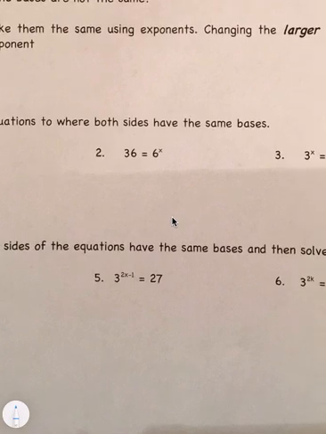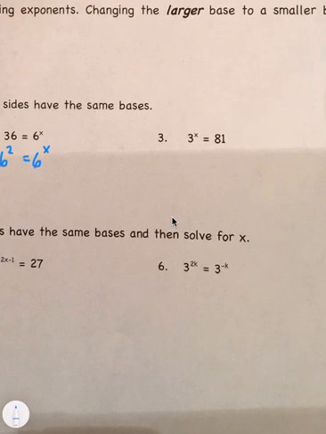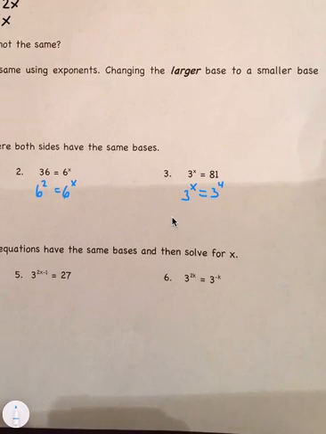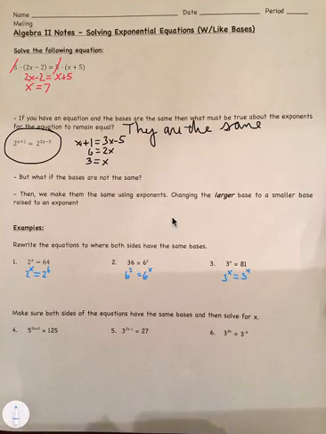Now 6 to the x and 36 is a little bit easier. We know 6 to the x, and we know 36 is 6 squared. How about 3 to the x and 81? 3 squared is 9, 3 to the 3rd is 27, 3 to the 4th is 81. 3 times 3 times 3 times 3, 81.